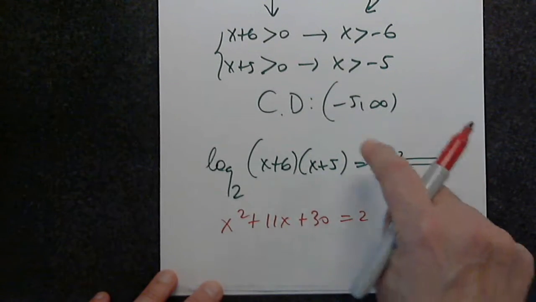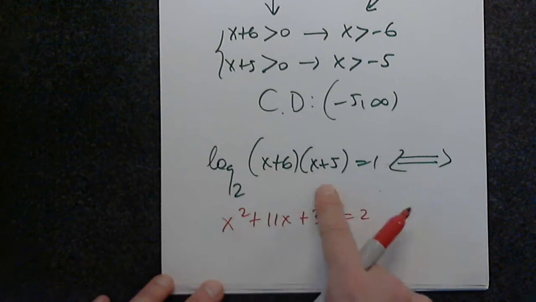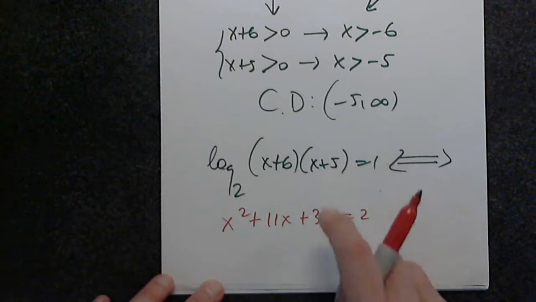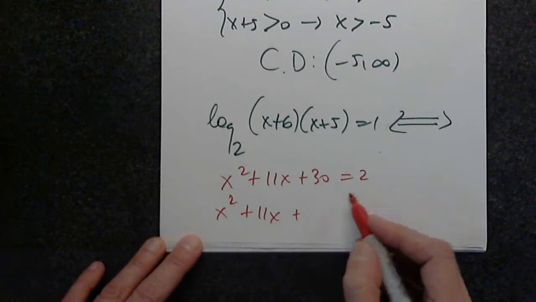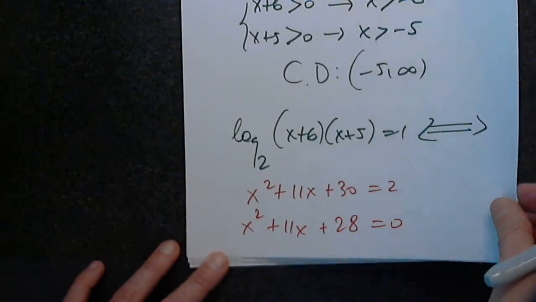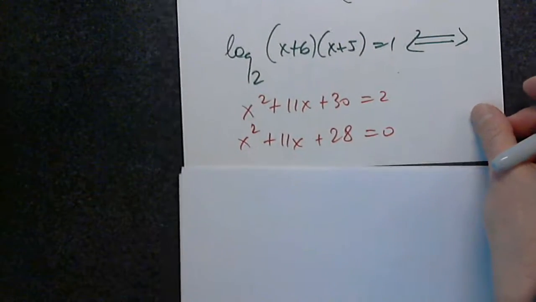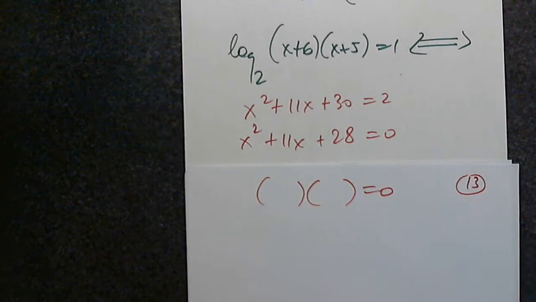2 to the first power equals this, and I already multiplied it here. X squared plus 5x plus 6x plus 30. Quadratic now, and subtract 2. If it takes more than 15 seconds to factor, forget it. Quadratic formula. I need two numbers whose product is 28 and whose sum is 11.